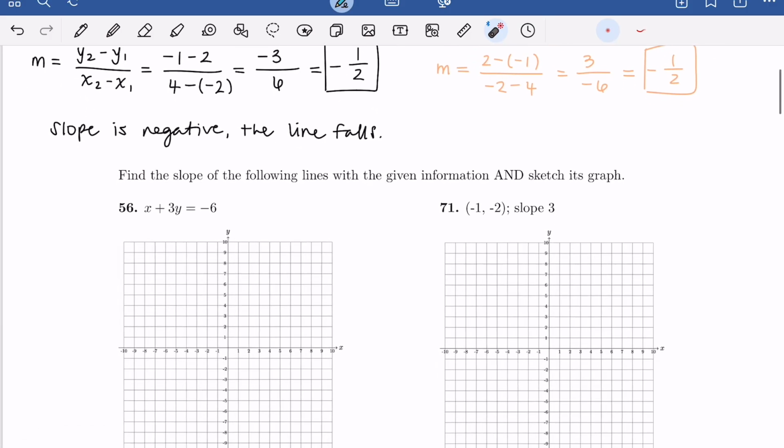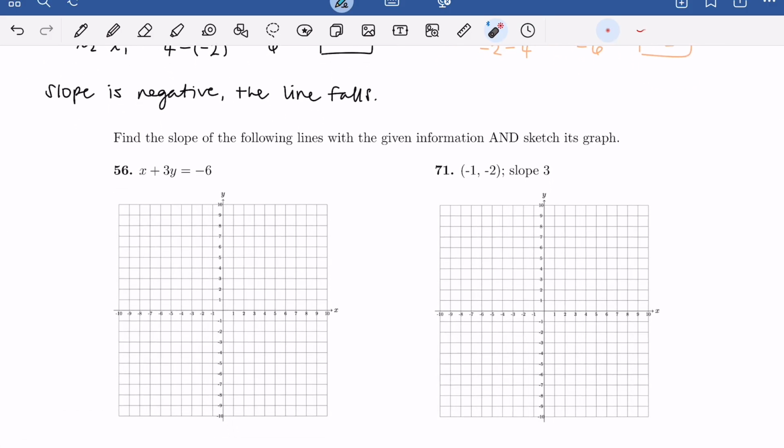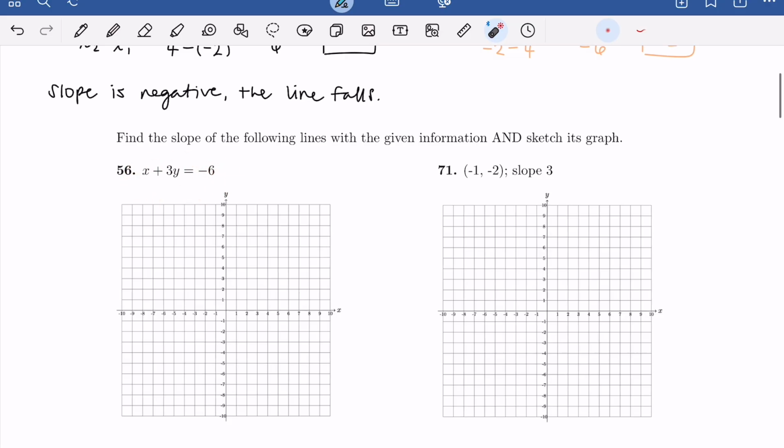All right, so for the next two examples here, we want to find the slope of the lines given and sketch its graph. So for question 56 here, we're given an equation of a line and we need to find the slope and sketch its graph. Just looking at this, we don't know what the slope is and we're not given any other information. But we know from the last problem that we can easily find the slope of a line if we're given 2 points. So what we're going to do in this case is find 2 points.